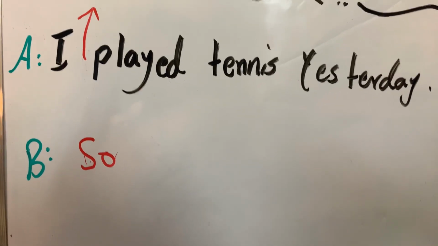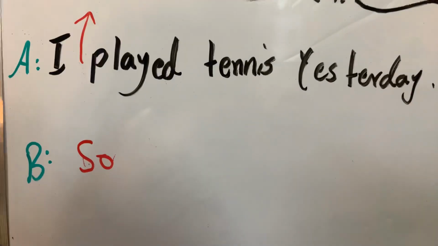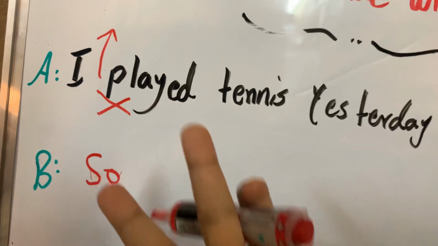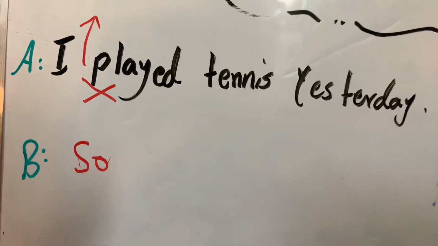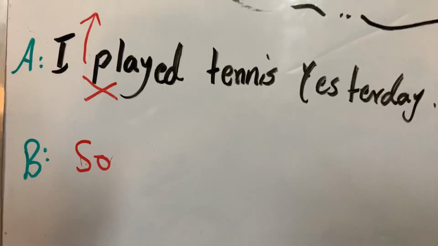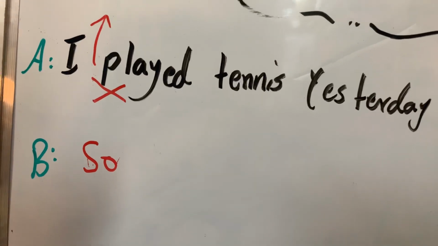"I played tennis yesterday." So what? Can I say "so played I"? No. I can't say "played I," because "played" is the main verb, فعل أساسي. I can't use it. I need a helping verb. And here, there is no helping verb. So how can I deal with this situation?